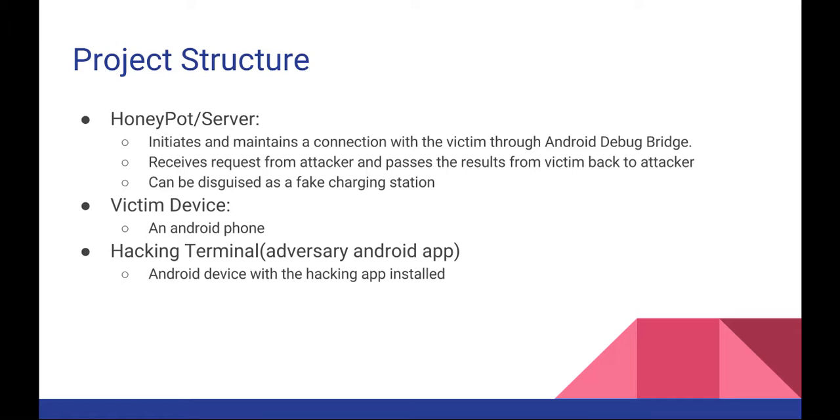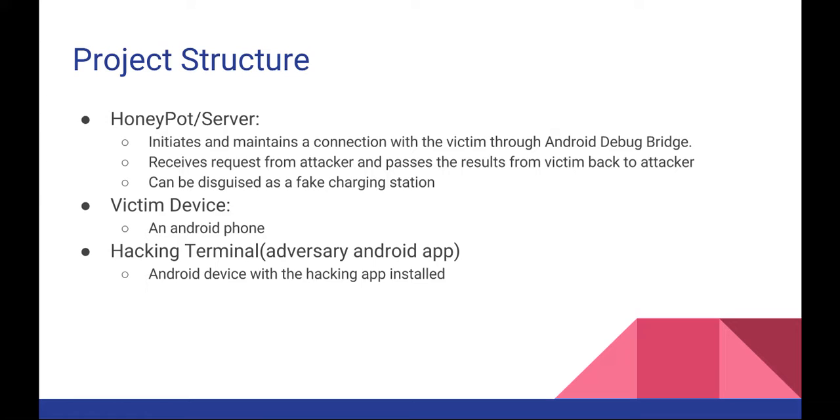One is a honeypot server, then the victim device, and the third is the hacking terminal. So what exactly is a honeypot server? It's just a simple computer which is going to initiate and maintain a connection with the victim using the Android Debug Bridge. Its basic job is to receive requests from the attacker, pass the request to the victim's phone, collect the output from the victim's device, and then send it back to the attacker. All this is going to happen really fast, and we can possibly disguise our server as a fake charging station, something which we're going to talk about in the next slide.